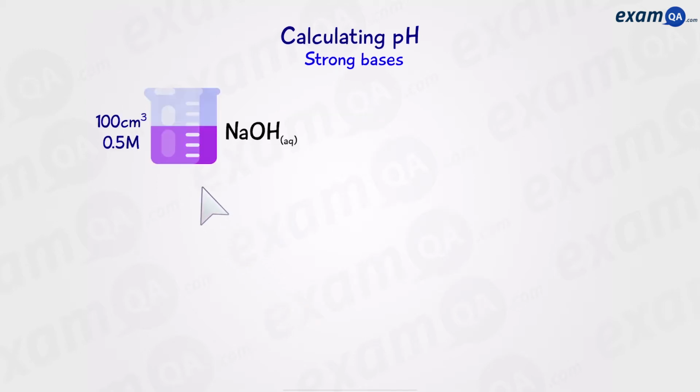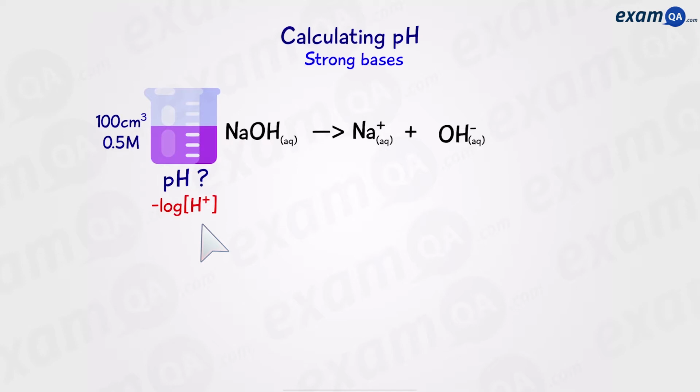Okay, so here we have 100 centimeter cubed of 0.5 molar sodium hydroxide. How would we calculate the pH of this solution? Remember that pH is calculated by doing minus log of the concentration of hydrogen ions. However, sodium hydroxide breaks down into sodium ions and hydroxide ions. So where are the hydrogen ions here? We need to convert this into hydrogen ions.